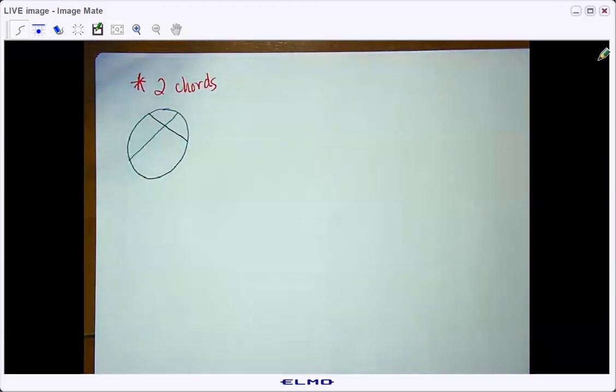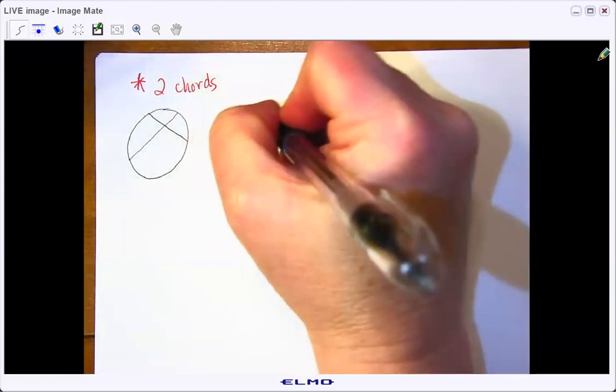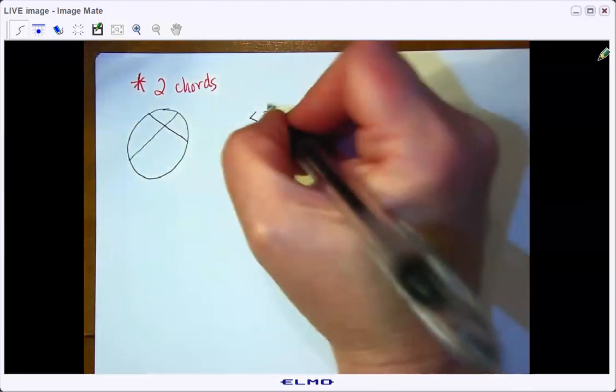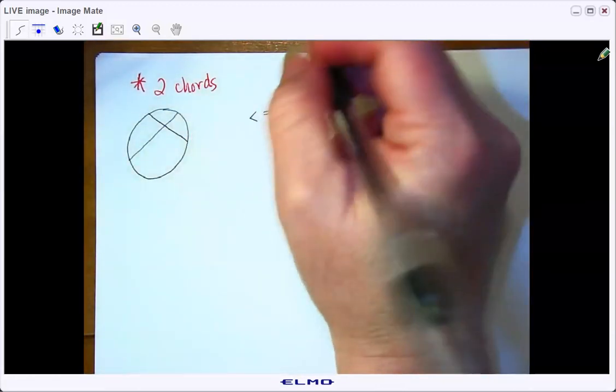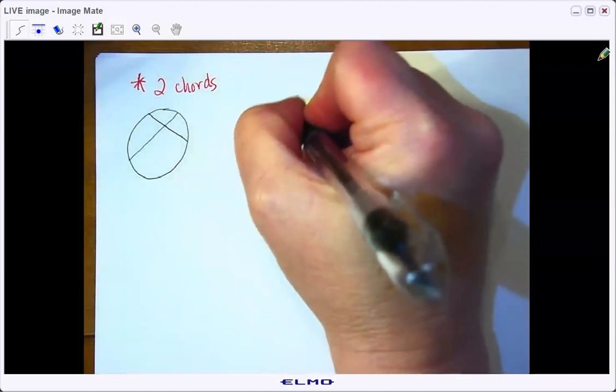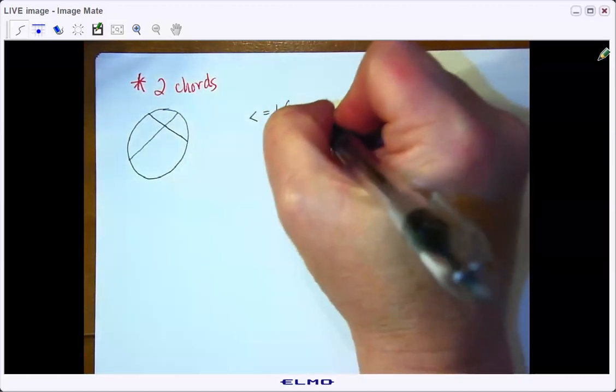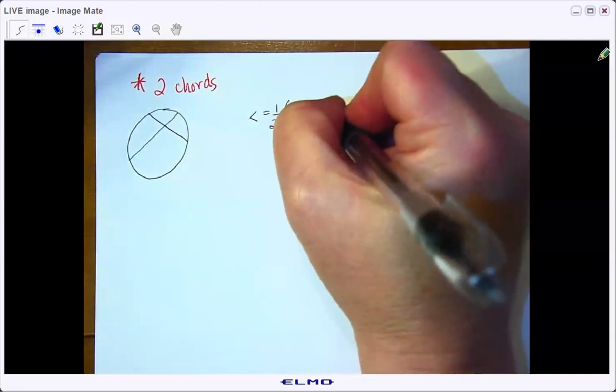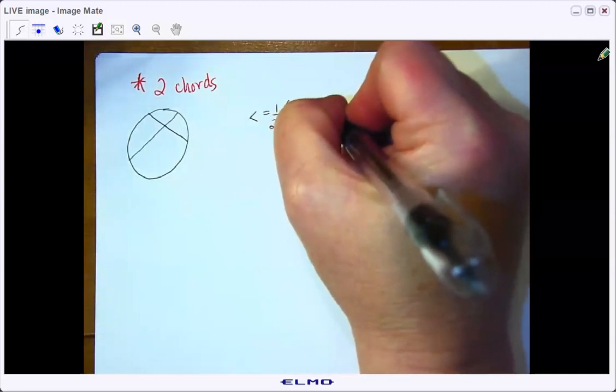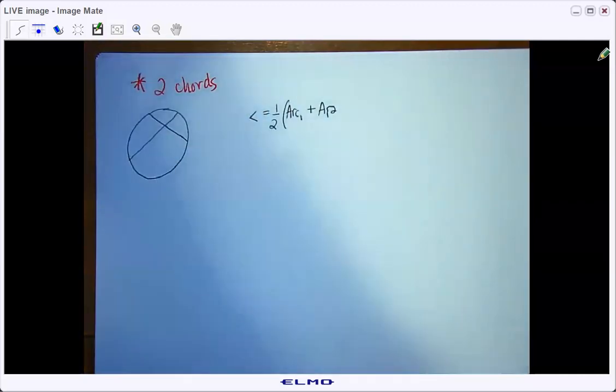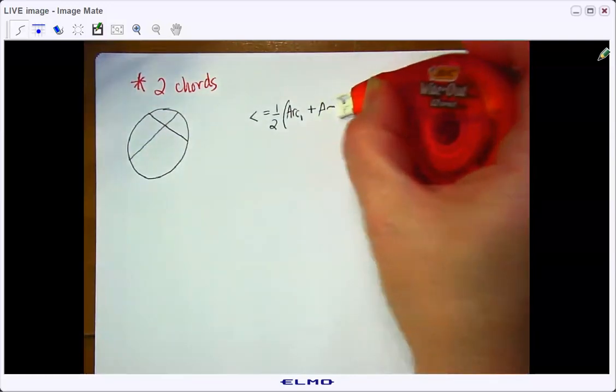Two chords. And the formula for this is that the angle we want to find is equal to 1/2 of arc 1 plus arc 2.